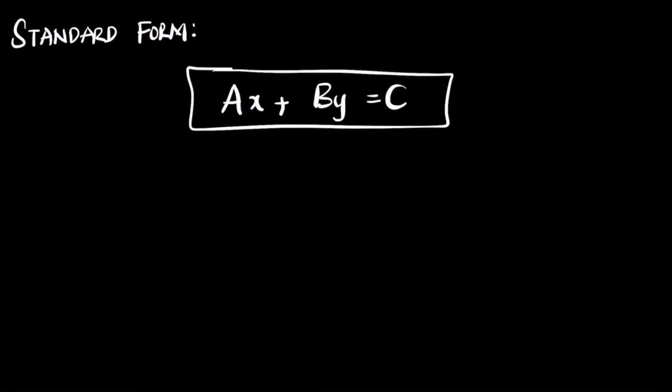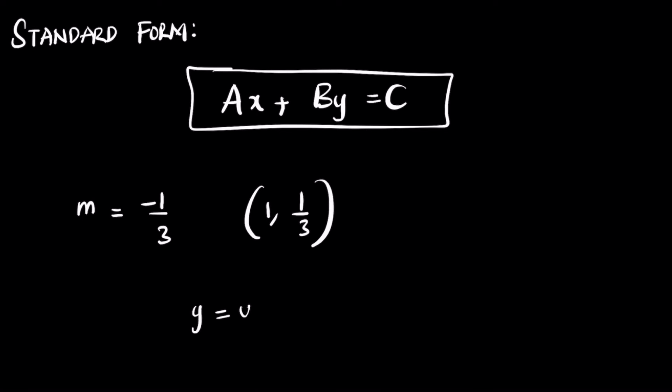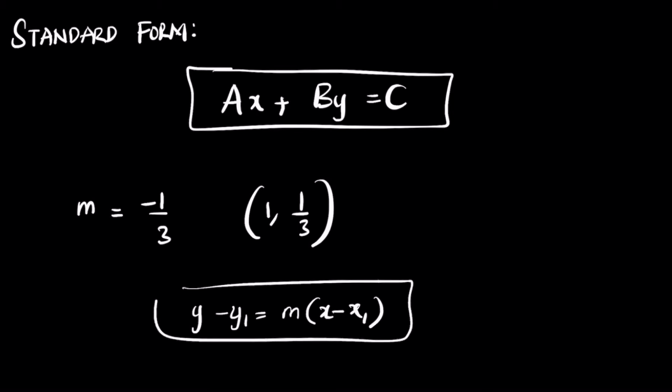So try to find the equation of the line where m equal to minus 1 by 3 and the point is 1 comma 1 by 3. So again use the same formula, y minus y1 equals m times x minus x1. So use the formula and substitute the values and find the answer.